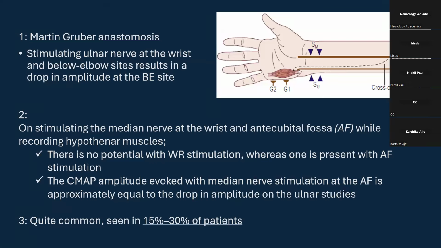As seen in this picture, from the median nerve there is an accessory supply which goes and supplies the abductor digiti minimi. So when we stimulate the ulnar nerve at the wrist, we stimulate both the ulnar nerve and this accessory nerve, so we get a good CMAP. However, when we stimulate the ulnar nerve proximally, we will not be stimulating that accessory nerve. That is why we get a drop in amplitude. Whereas if we stimulate the median nerve distally, obviously nothing is going to happen. But if we stimulate it proximally, we stimulate that accessory nerve also, which results in our CMAP. So this is Martin-Gruber anastomosis, and it is said to be seen in around 15 to 30% of patients.